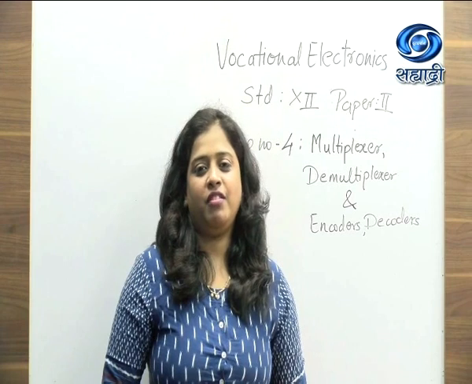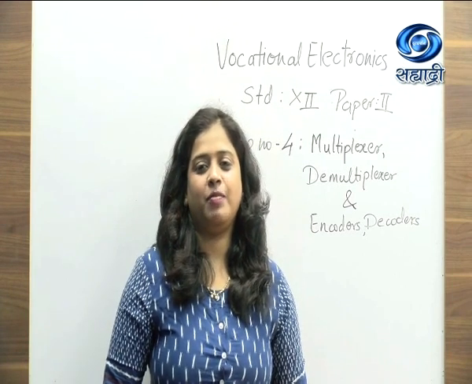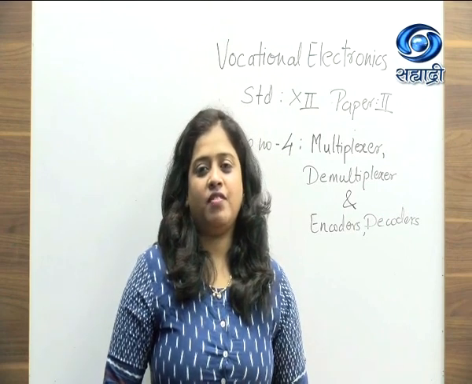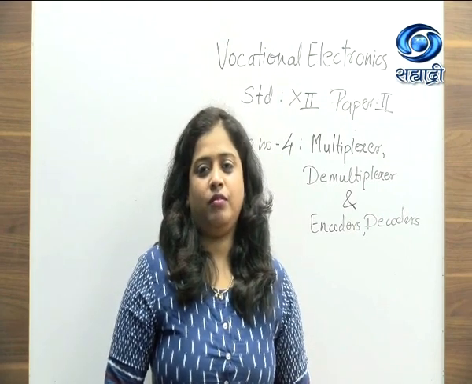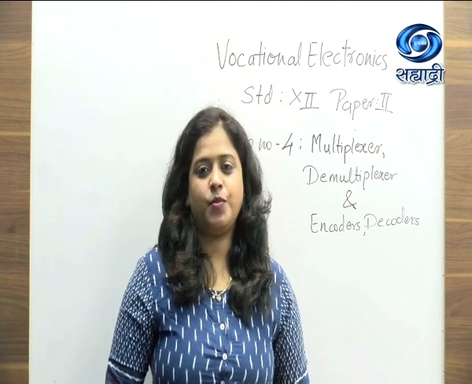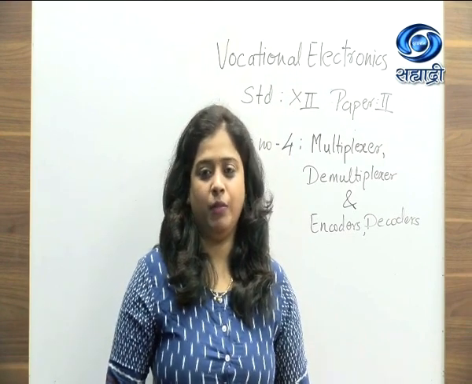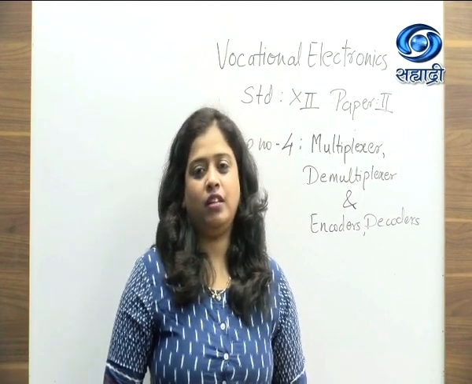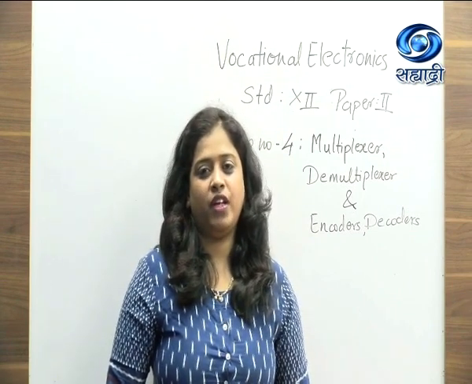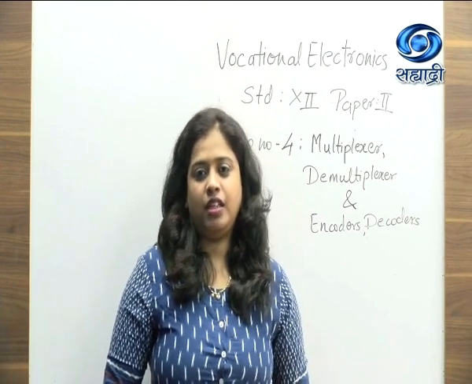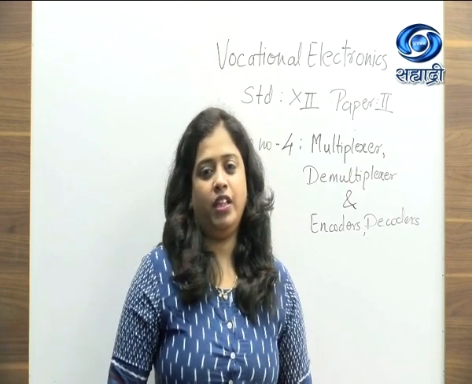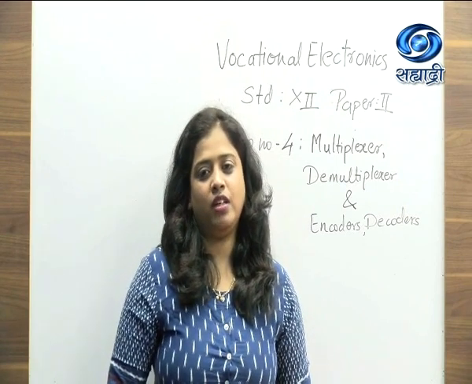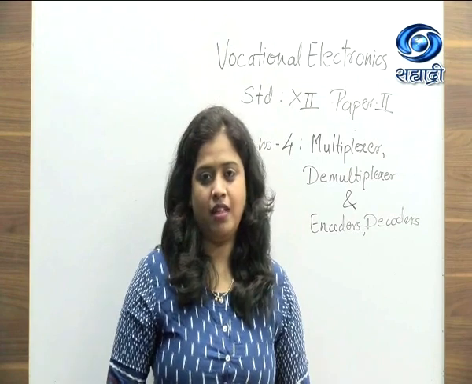So students, today we have completed our chapter number 4, that is multiplexer, demultiplexer, encoder and decoder. In this chapter we have seen the types of mux, that is 4:1 mux, then types of demux, that is 1:4 demux, then applications of mux and demux. Then we have seen the encoders, the definition of encoder, then types of encoders, priority encoders. Then we have seen the decoders, definition of decoders, then types of decoders, that is BCD to decimal decoder and BCD to 7-segment decoders. Thank you.